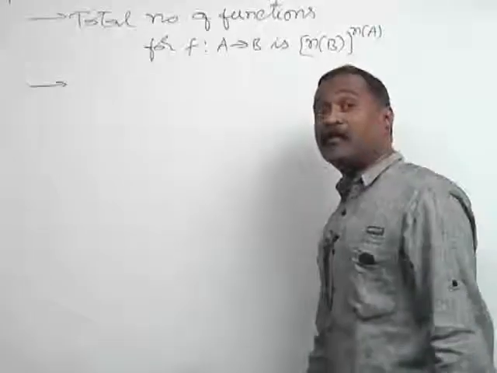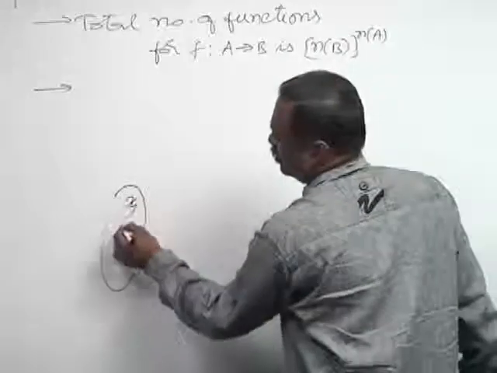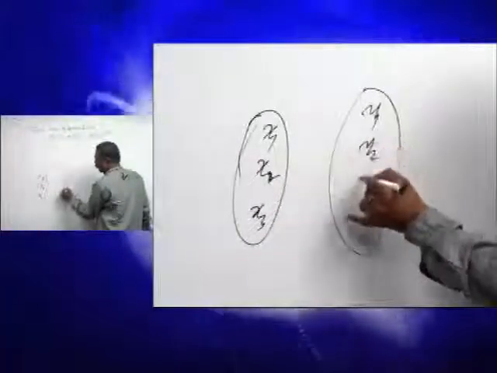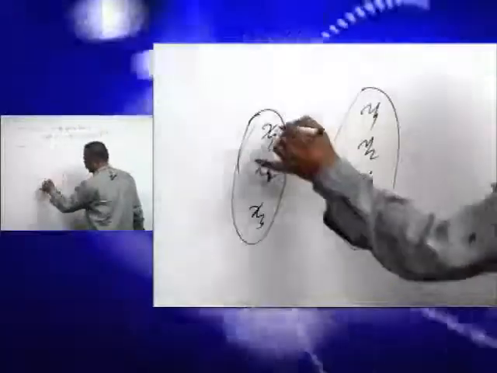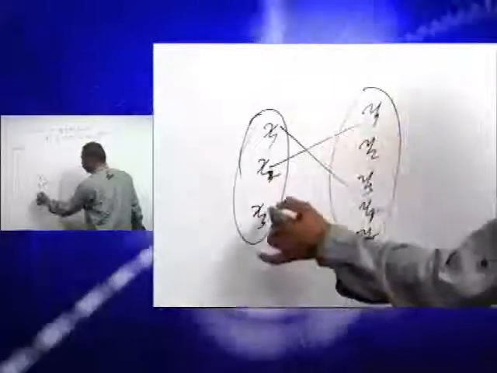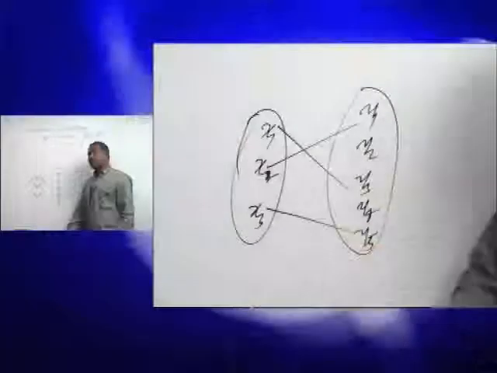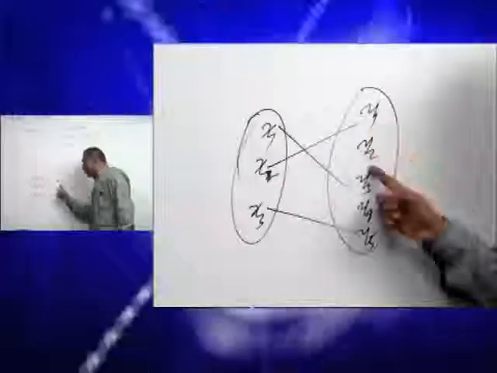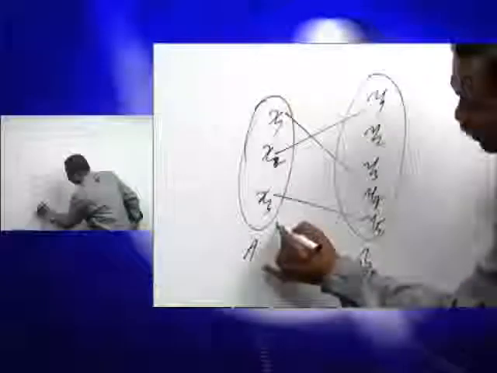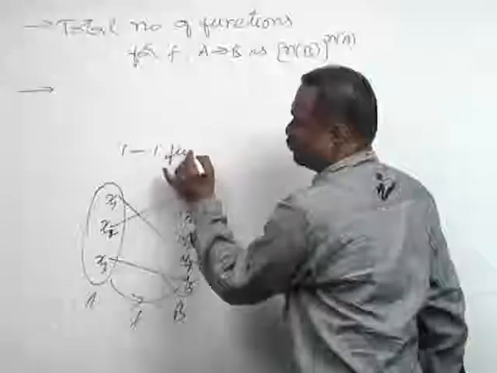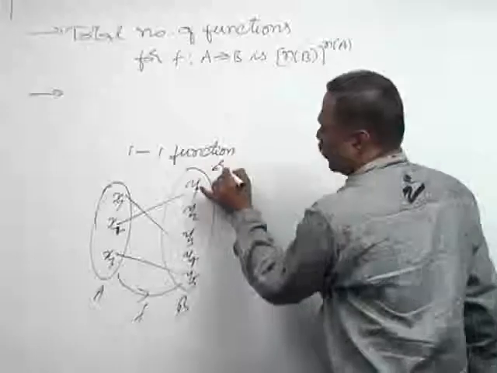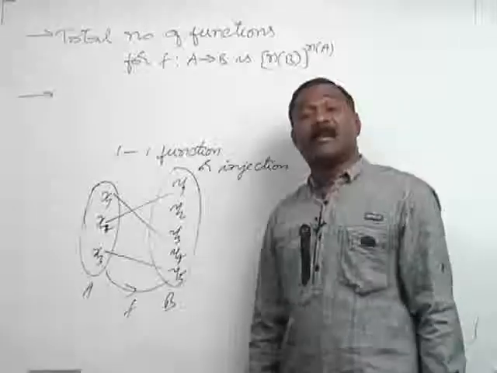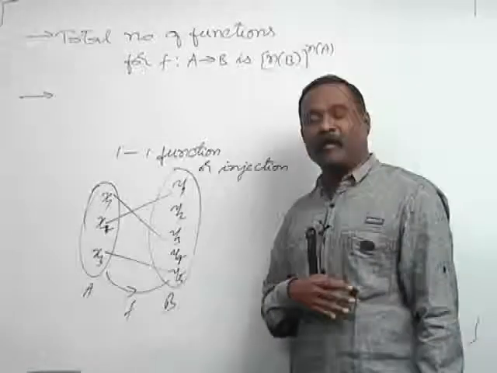So the number of 1-1 functions: if you take the same example, x1, x2, x3, and y1, y2, y3, y4, y5, x1 maps to y3, x2 maps to y1, and x3 maps to y5. Is it a 1-1 function or not? Definitely it is a 1-1 function, because every element is associated with distinct elements of set B. So that is why it is said to be a 1-1 function, or rather you can say it's an injection. So now our interest is how many injections can be formed.